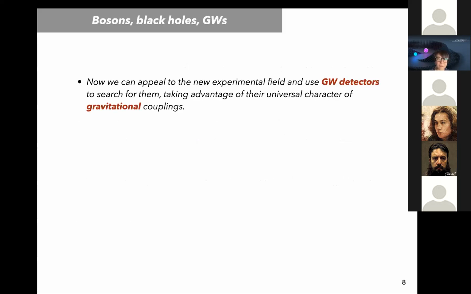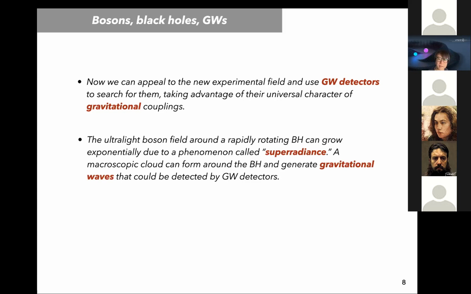However, we now have gravitational wave observations, and these detectors can provide us with a new approach to look for these particles in the universe, mainly taking advantage of the universal character of gravitational interactions. The key idea is as follows.